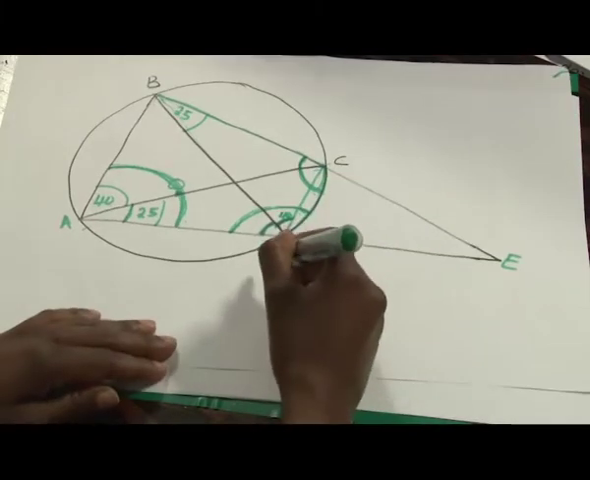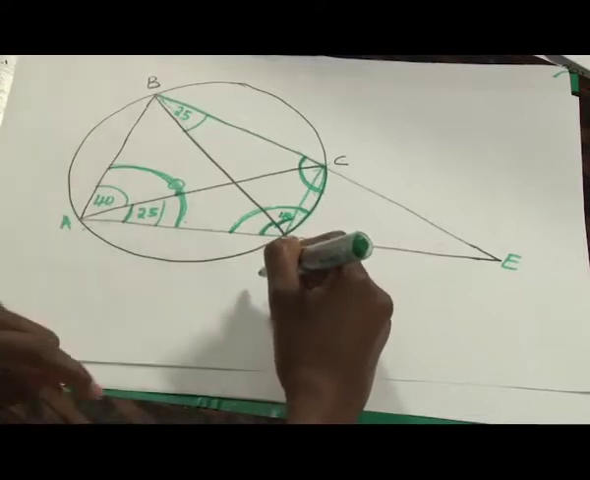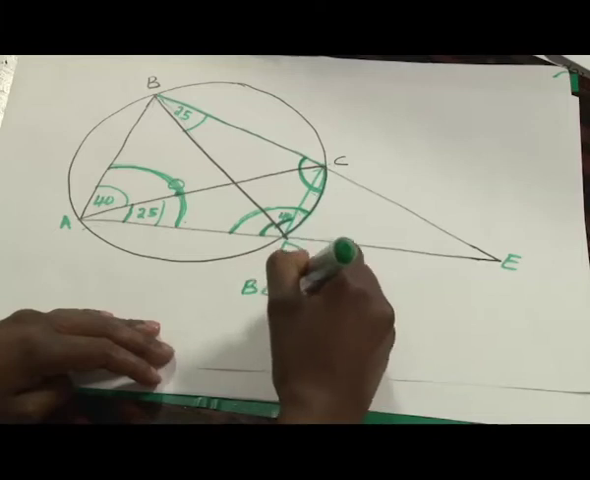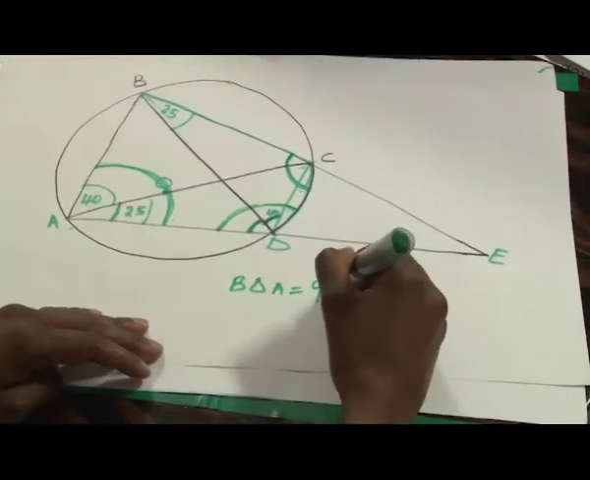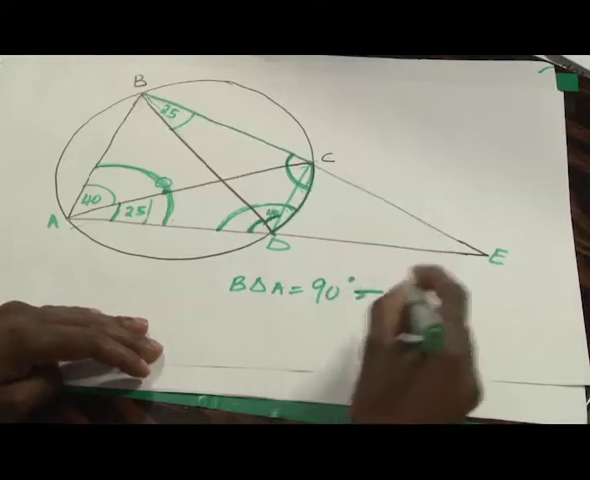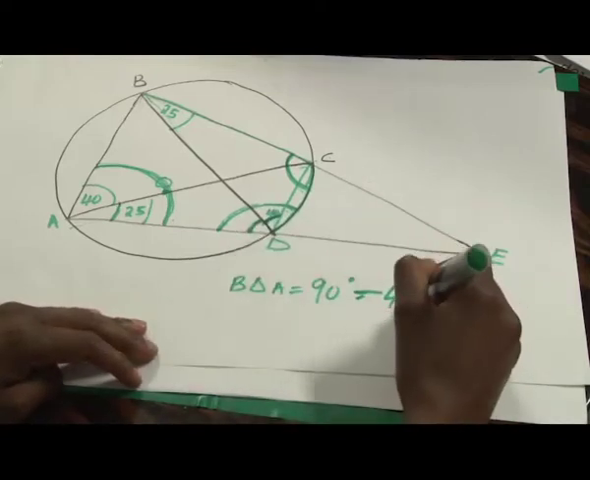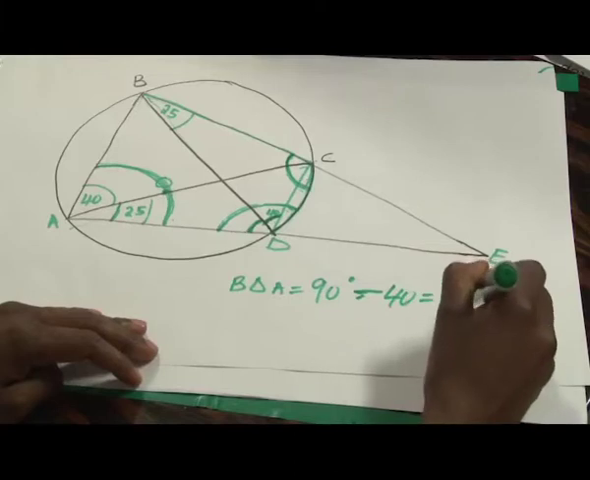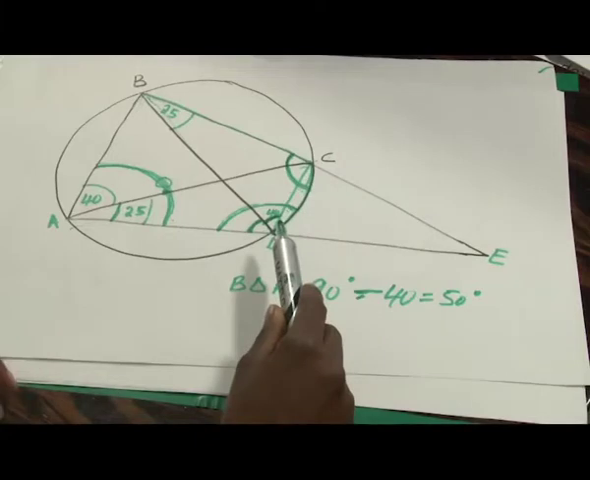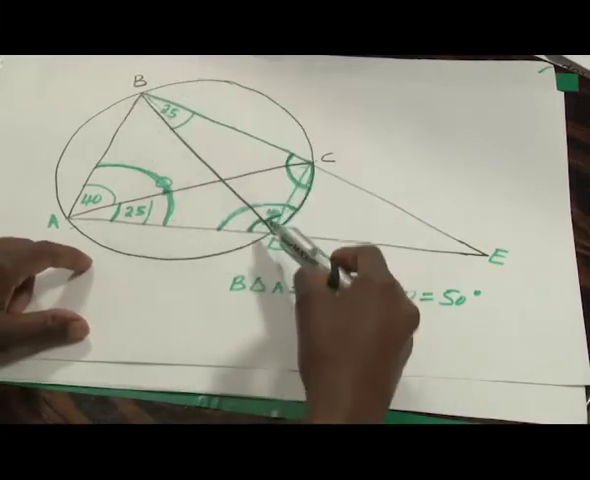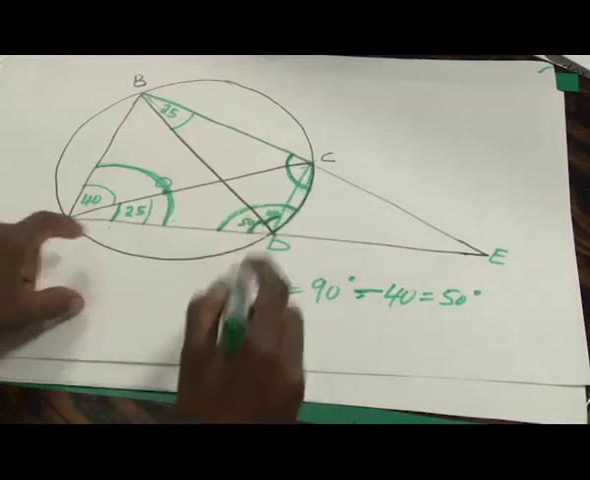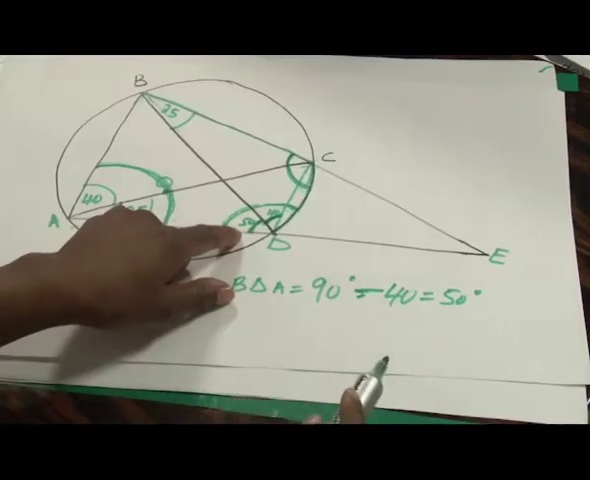Therefore, our angle that is asked there, angle BDA, will take 90 degrees minus 40 degrees, and that gives us 50 degrees. So our angle BDA is simply 50 degrees.